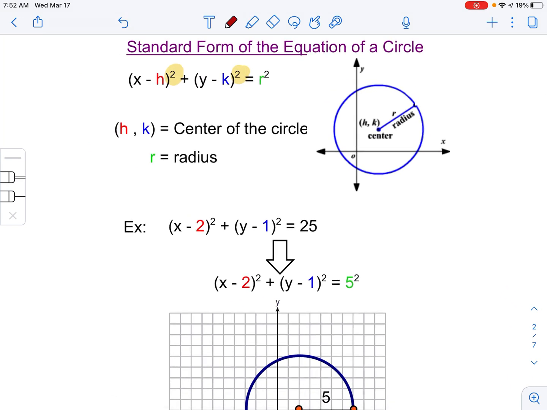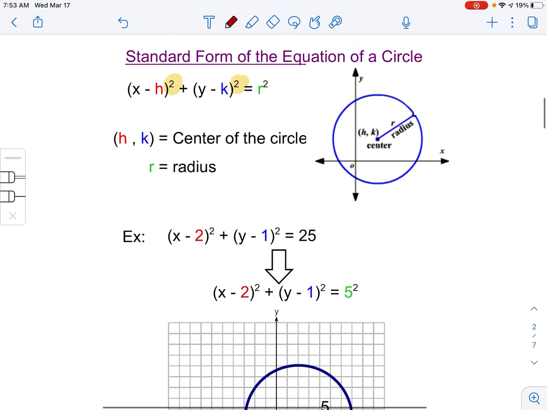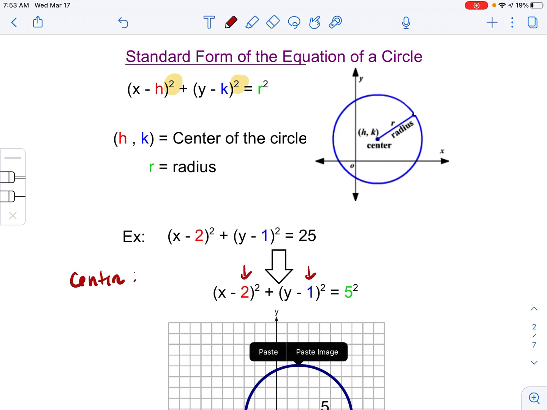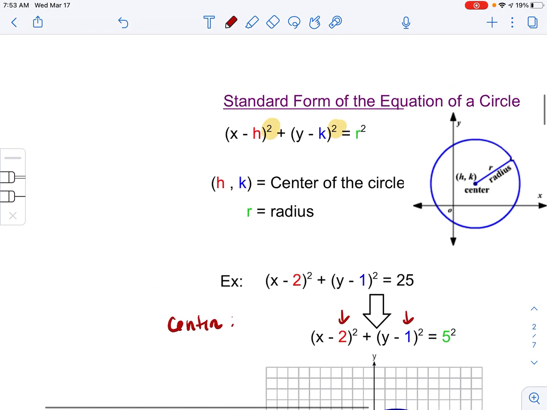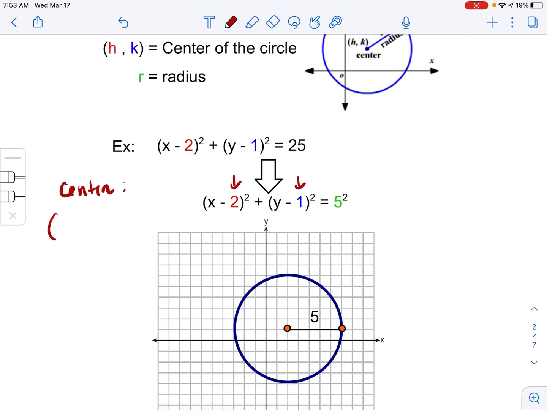Okay, so if we were to take a look at an example of this equation below, we have x minus 2 squared plus y minus 1 squared is equal to 25. So if we rewrite that 25 as a 5 squared as opposed to 25, we should be able to identify the parts right from the equation itself, right? The center, without graphing it, is going to be this x value and this y value, opposite sign of what you see in the equation. So that is 2, 1. And my radius is the value that's being squared. So in this case, it's going to be 5.